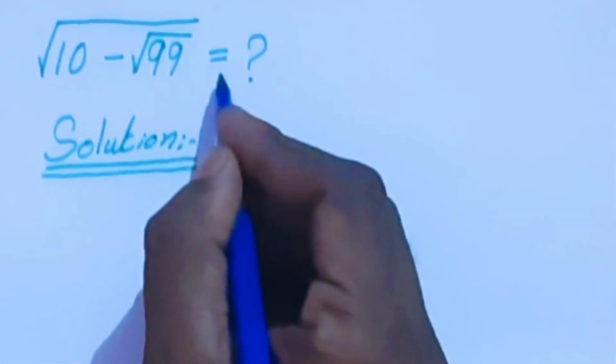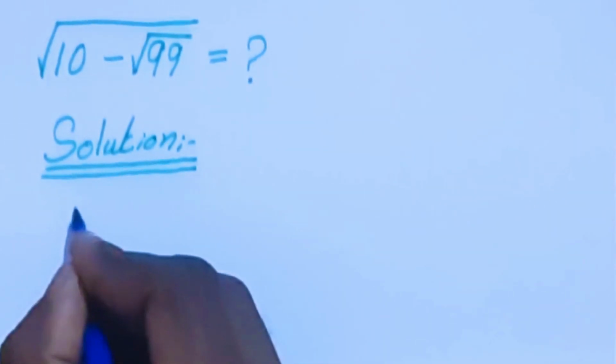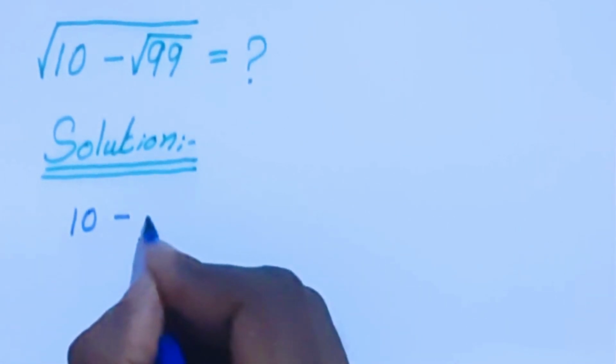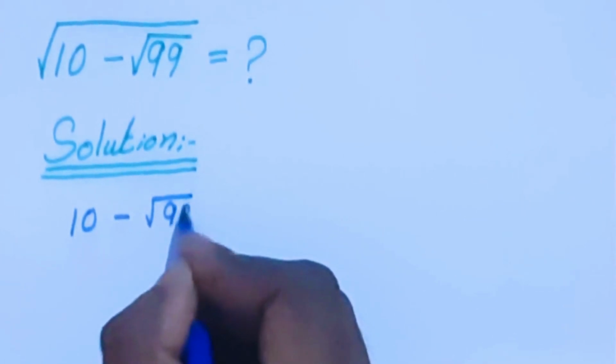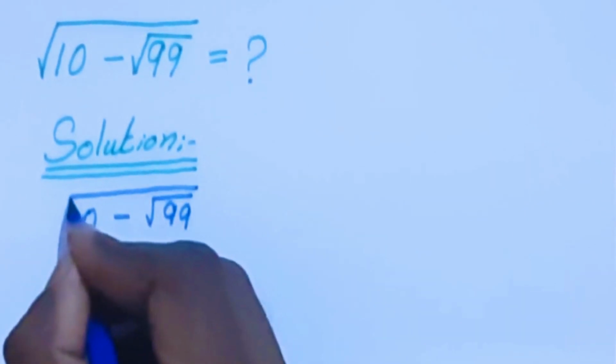Today we are going to solve this problem. Solution: square root of 10 minus square root of 99 in whole square root.